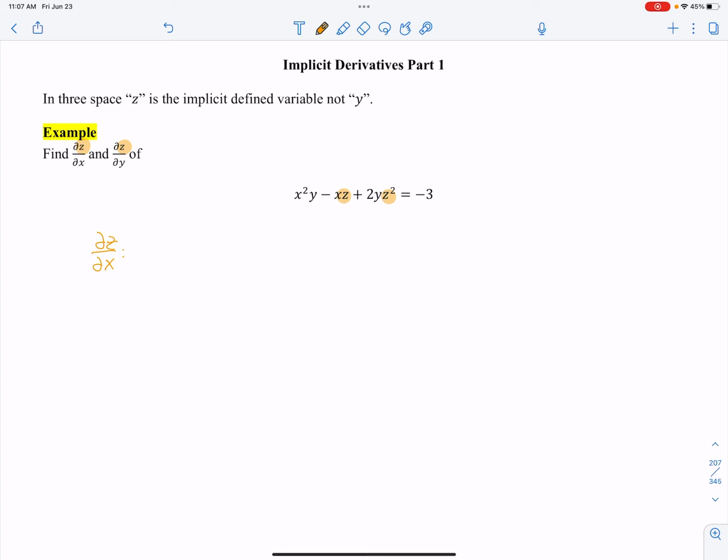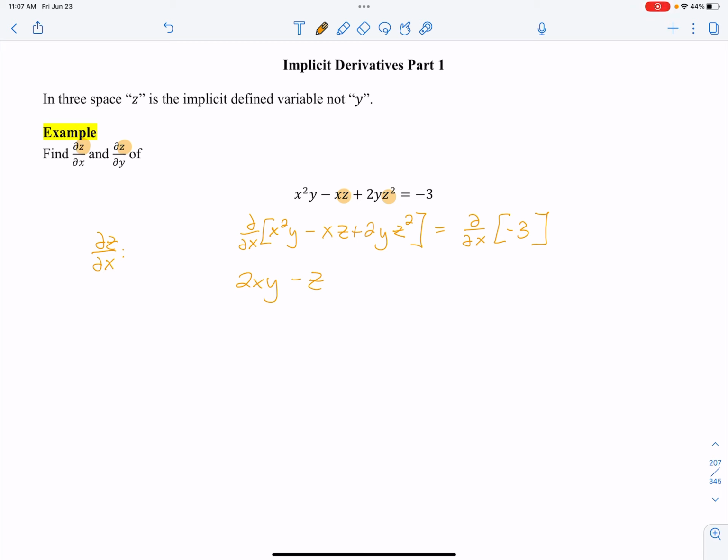We'll start there. The first thing we're going to do is take our partial of everything in our equation on both sides. My derivative of x squared y is just 2xy. The derivative of minus xz is just a negative z, because x is the variable, z is a constant.